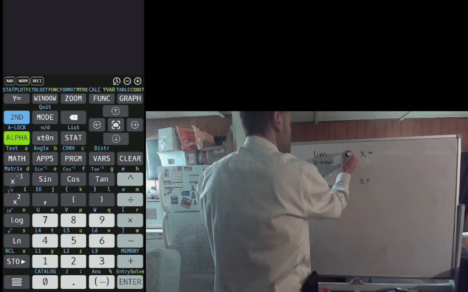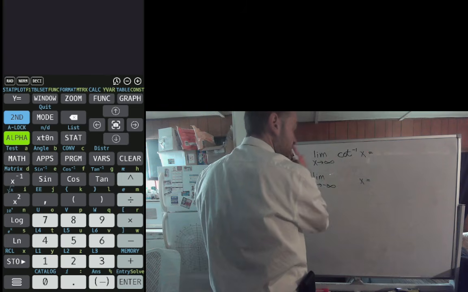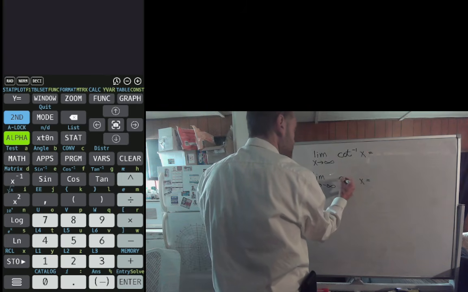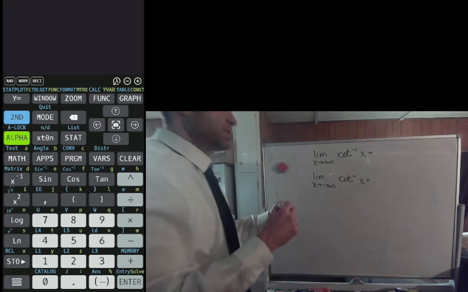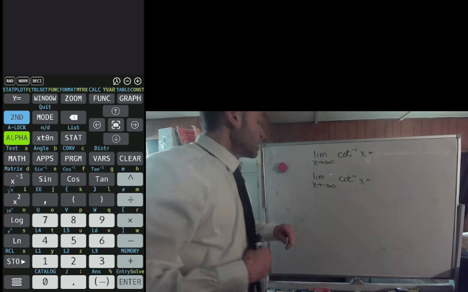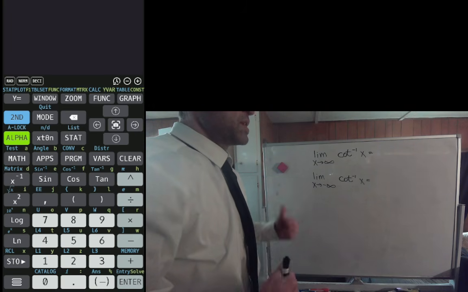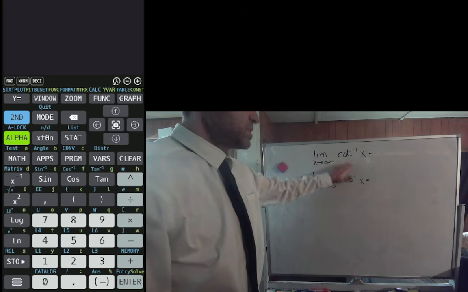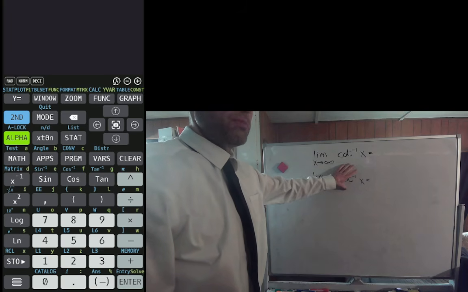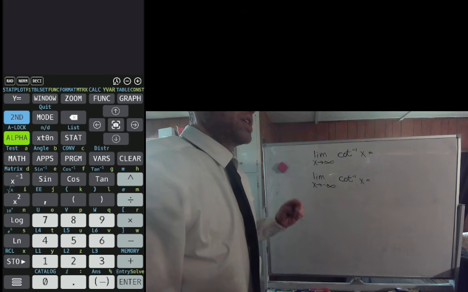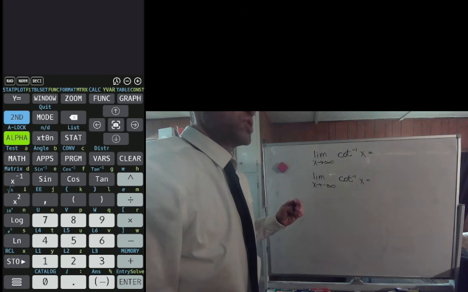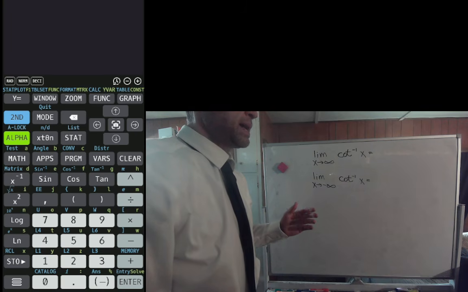What if I took the limit as x approaches infinity of the inverse cotangent of x and the limit as x approaches negative infinity of the inverse cotangent of x? Well, again, the domain of the inverse cotangent function is all real numbers, but what about the range? Well, your range of the inverse cotangent function is from 0 to pi.